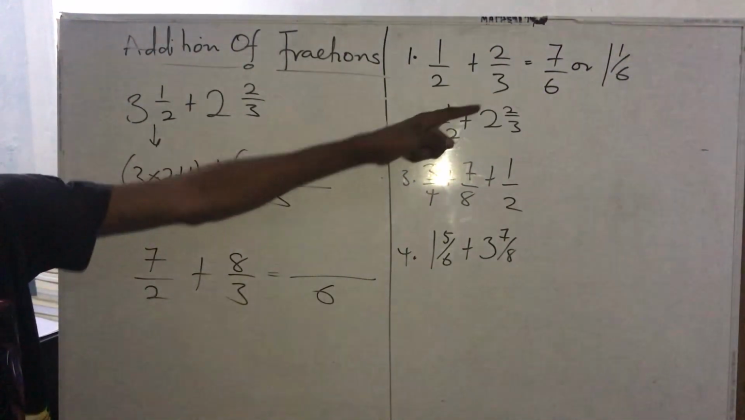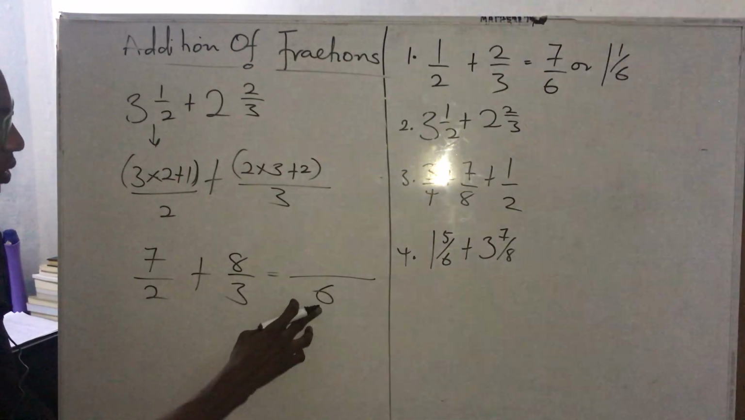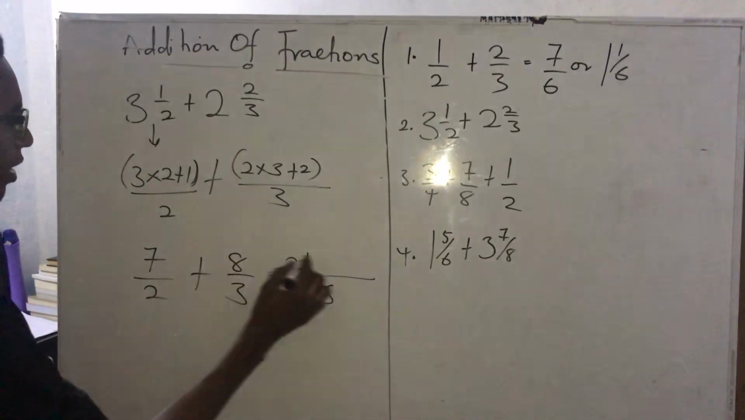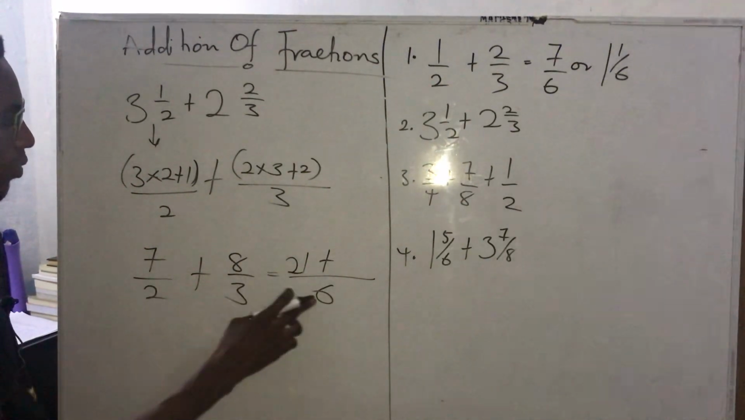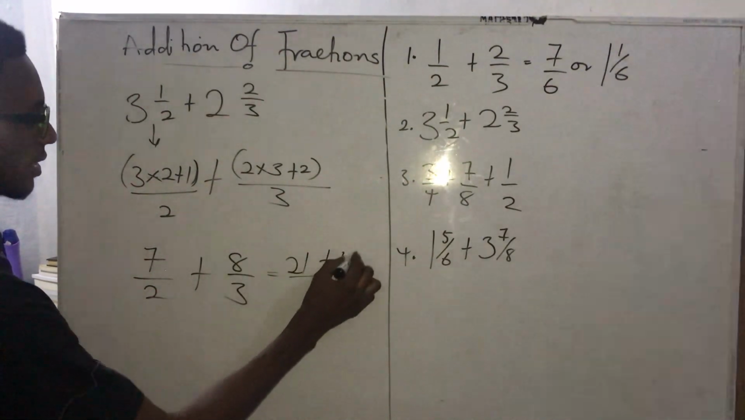Now, how many times will 2 go into 6? 3 times. 3 times 7, 21. Then we bring your addition sign. How many times will 3 go into 6? 2 times. 2 times 8, 16.